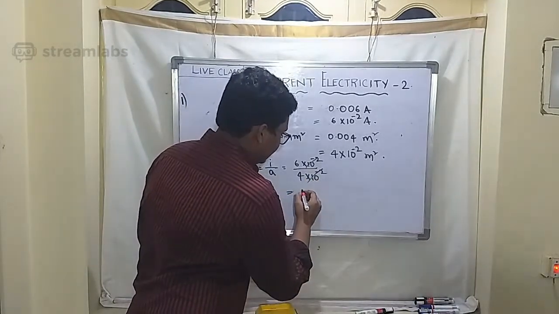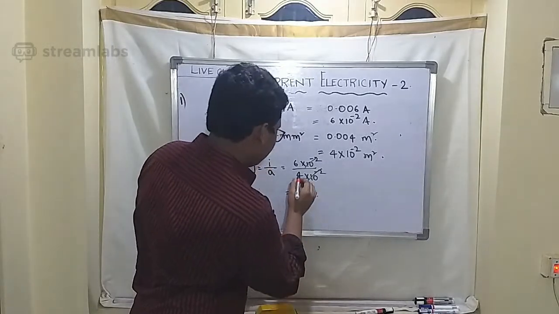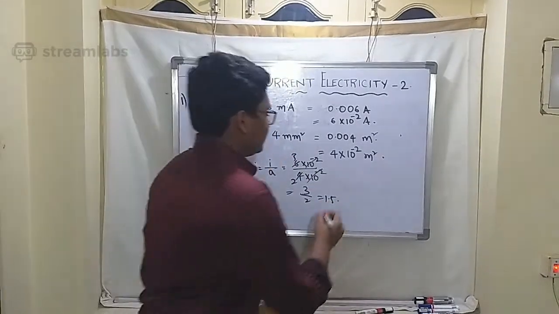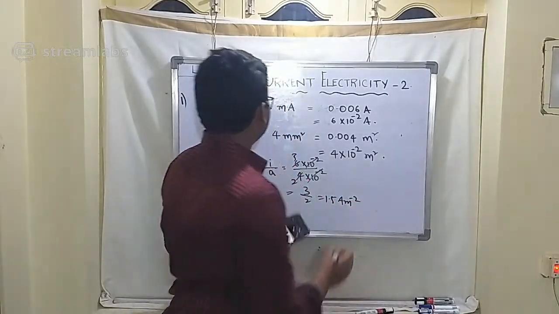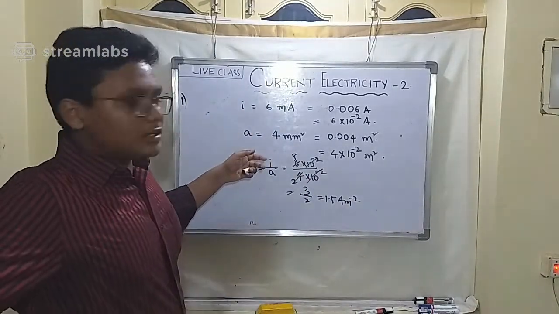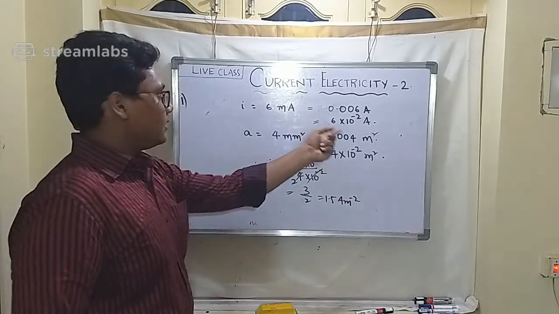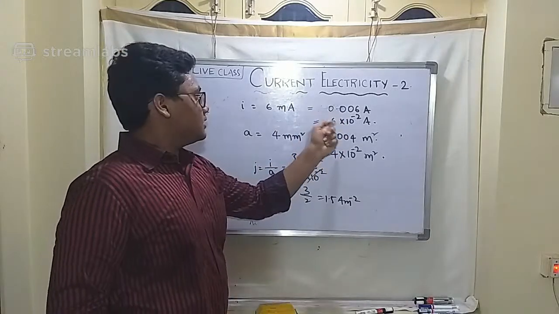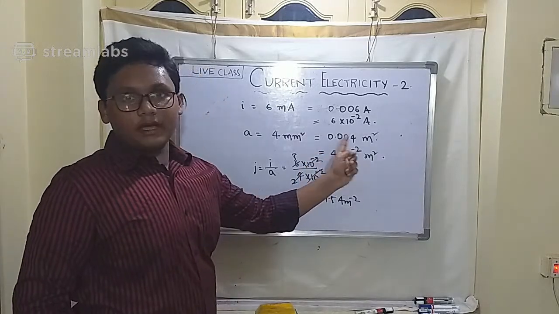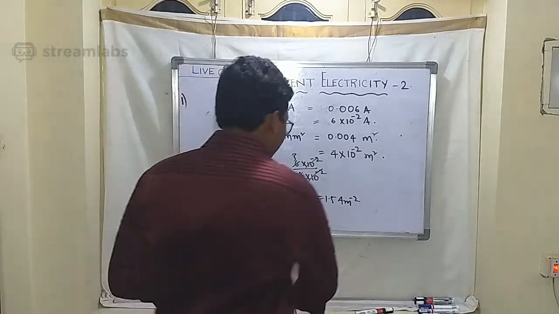And those will get cancelled. How much? 3 by 2, which is 1.5 ampere per meter square. Is it correct? I is equal to 6 milliampere, which is 6 into 10 to the power of minus 3 ampere, and the area is 4 millimeter square. And J is equal to that, which we got. That's the value.